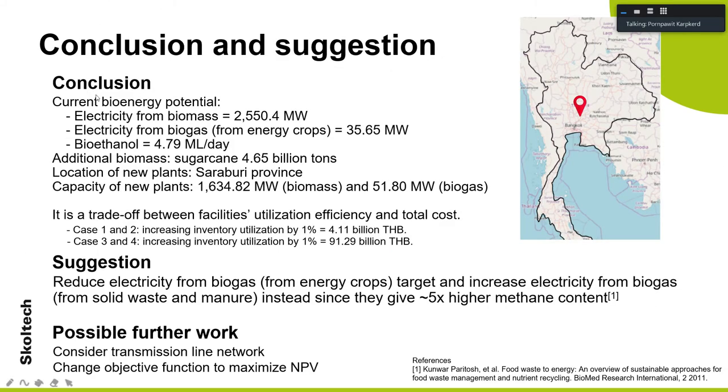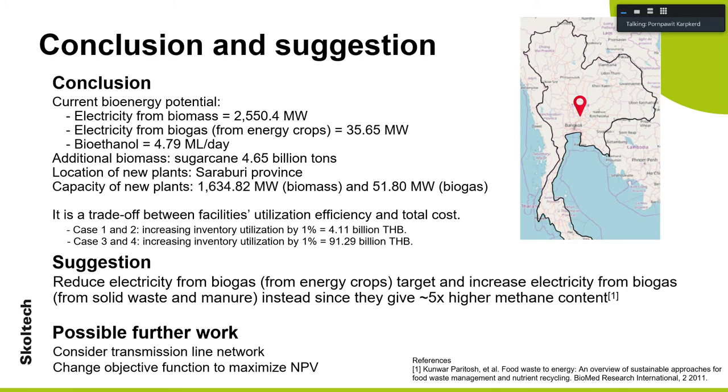So in conclusion, at present Thailand has bioenergy potential to produce electricity from biomass at 2,550 megawatt, electricity from biogas from energy crops at 35.65 megawatt, and bioethanol at 4.79 million liters per day, which can potentially satisfy the AEDP target. The additional biomass is sugarcane, 4.65 billion tons, that Thailand needs to grow more. New power plants are located in Saraburi province in the central part of Thailand. The new capacity of biomass power plant is 1,630 megawatt, and of biogas power plant is 51 megawatt.